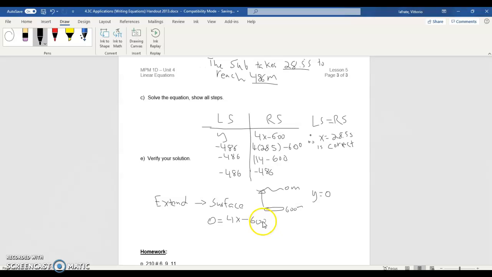And so we can do that. We'll do 0 plus 600 because I got rid of 600 from the right side is equal to 4x minus 600 plus 600. And we get 600 is equal to 4x. Then we can divide by 4 on both sides. And we get x is equal to 150 seconds. And then you can go and write your therefore statement, and you're done the question.